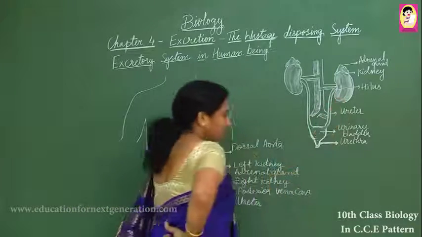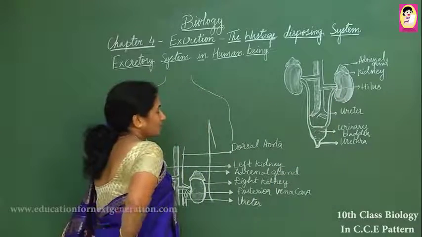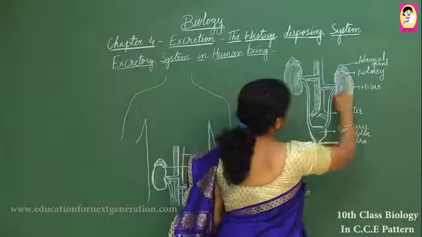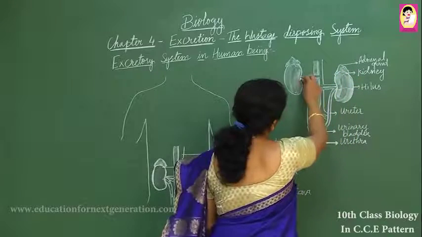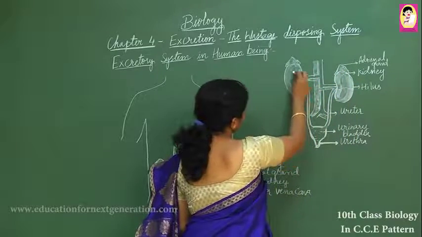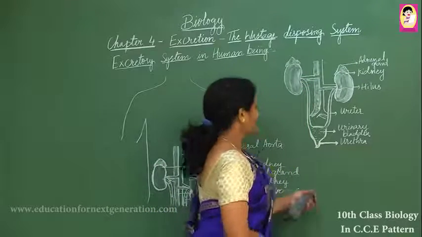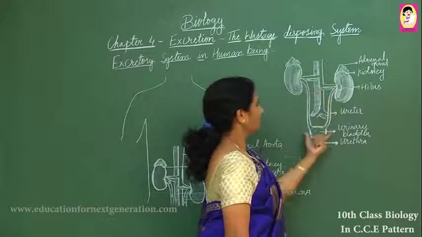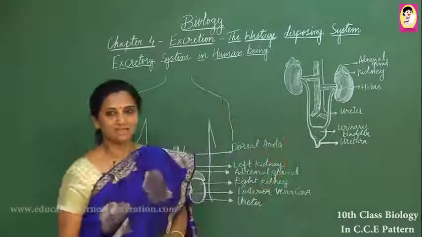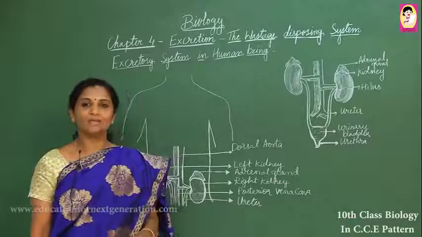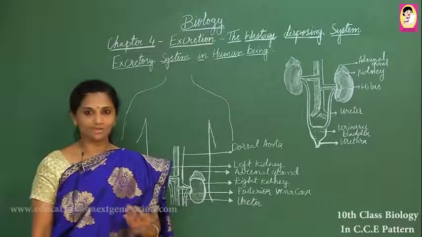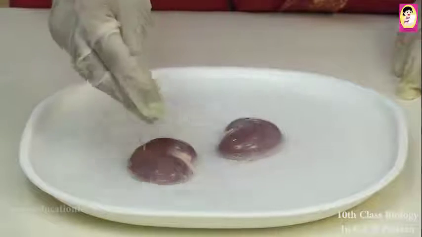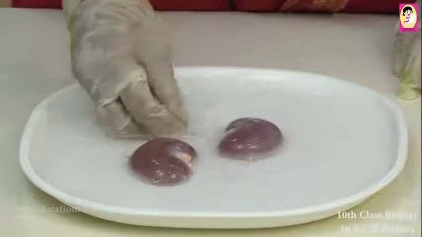Your pelvic bones are giving support for that. And half of that will be directly present in the abdominal cavity and connected to the dorsal region. So this is the external structure of the kidneys. Now let us see our lab activity, where we are going to dissect the kidney and study the kidney's parts. Now let us see this lab activity of the excretory system.